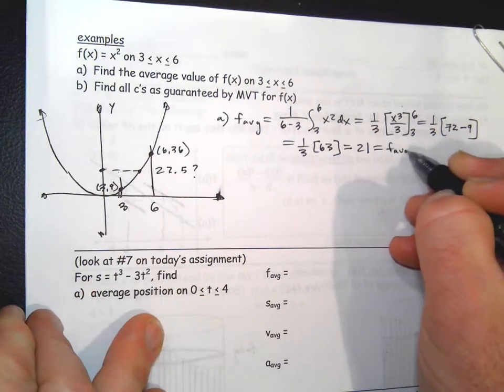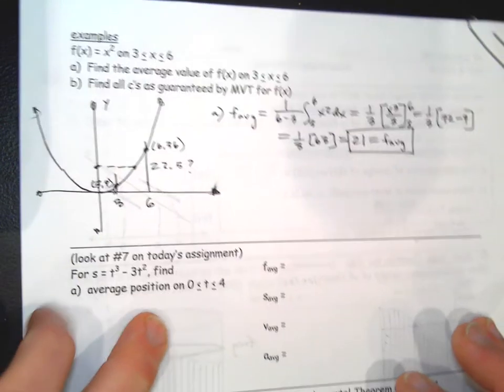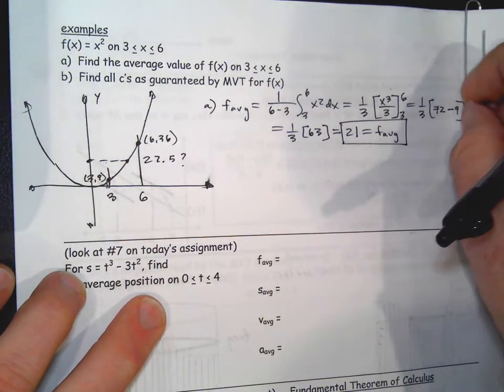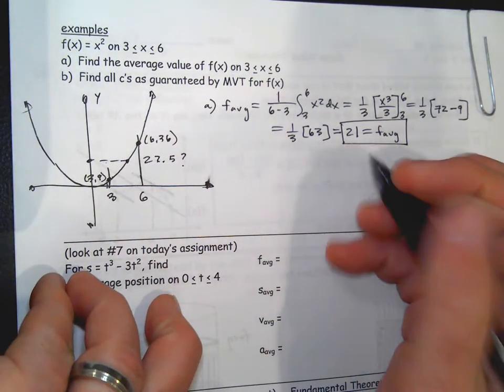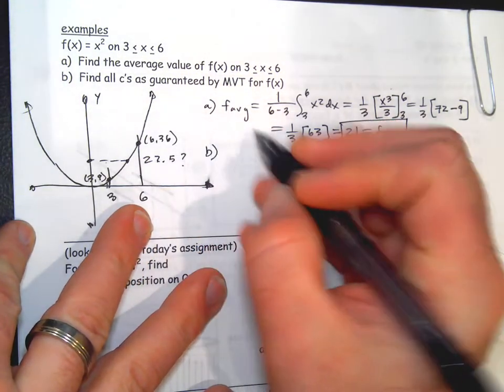So it wasn't 22.5, but it was probably close. You should have a basic idea of where it should be. If you get a totally wrong answer, it should stick out to you if you're thinking about it. So that's F average. Part B says to find all the values of C.